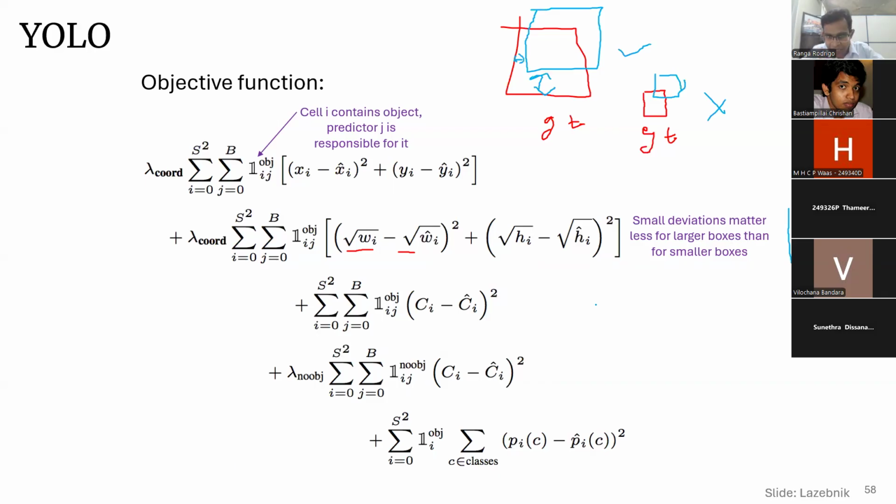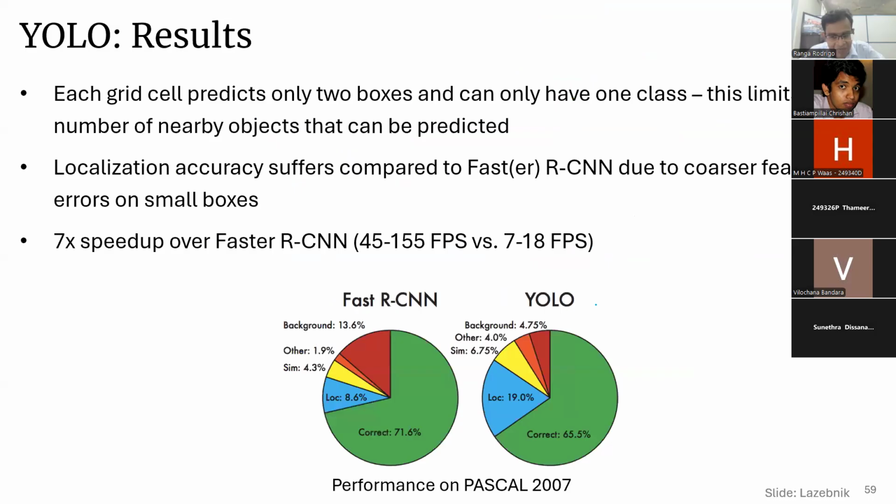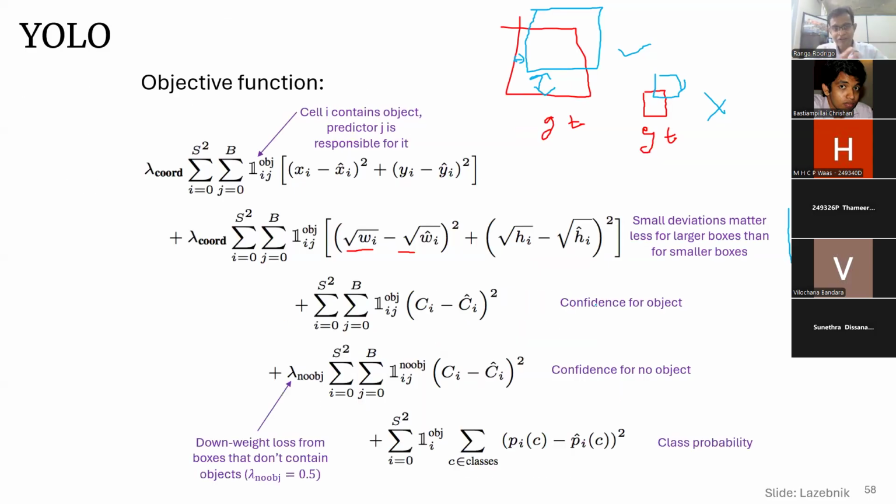So you can see for every single decision they rightly made that confidence for object, confidence for no object, and downweigh the losses from boxes that don't contain objects. No object means 0.05, I think, that I don't understand in the class probability. Okay. Any questions about the loss function, objective function?